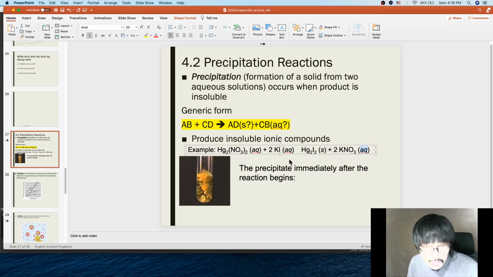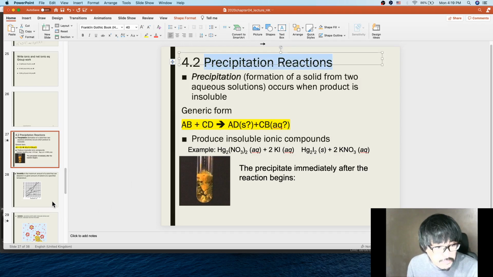So the key thing is that you are going to swap the positive side and negative side of the reactants. So A is going to combine with D, and then B is going to stick with the C right here, and then you find out which one of these things becomes solid. So that's the generic form of the precipitation reactions.